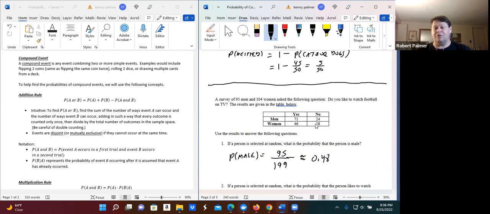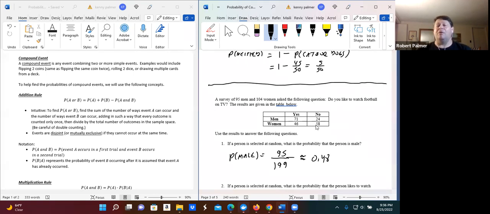And then the no column is the ones who don't like to watch football on TV. So that would be basically for or, you're either in this column or that column. But if we add up all the no's, that would be this number here added together. Add up all the women, that'd be these two numbers together. The number of women is 104. The number who don't like football would then be 82. But if we do it that way, we'd actually end up counting these twice. We don't want to do that.